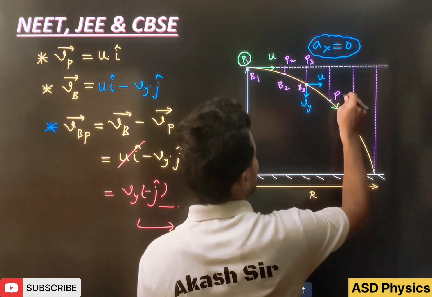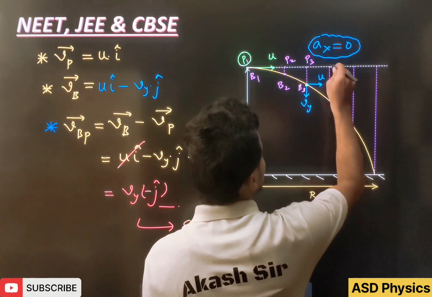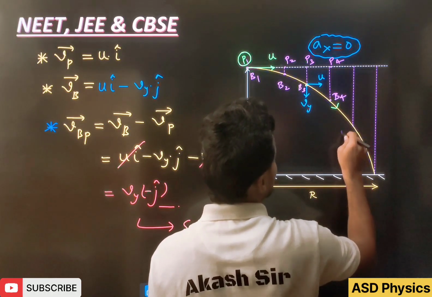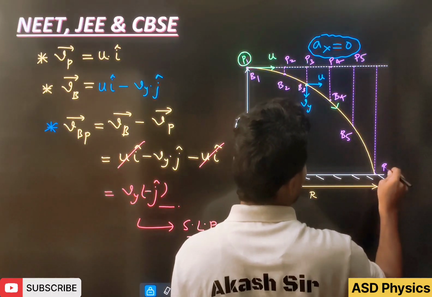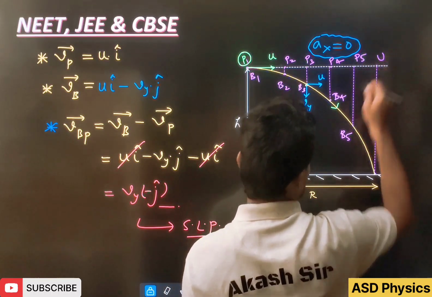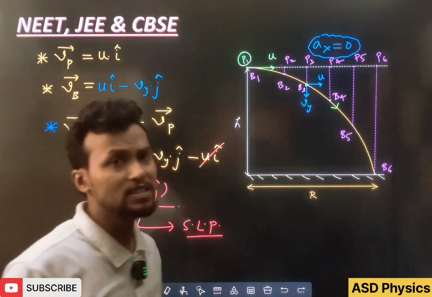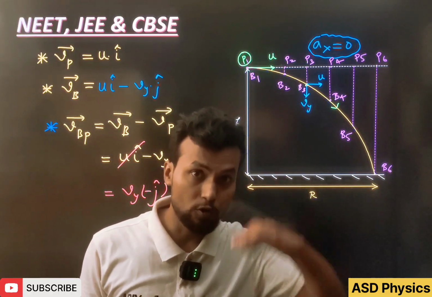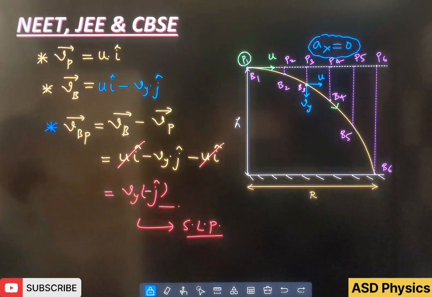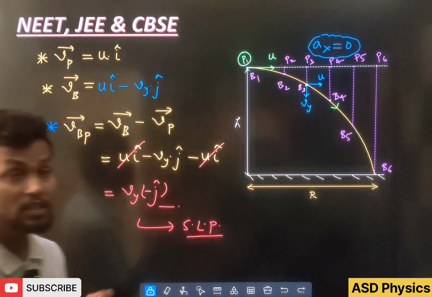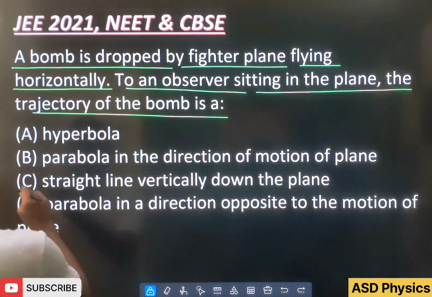When the bomb is at B4, okay, where will the pilot be? The pilot will be at P4. Similarly here B5 and here P5, plane, pilot, whatever. And when B6, we can write P6. So we can see very well the bomb is always below the pilot, below the person who is sitting in a plane or fighter jet. So it will look like which trajectory? It will look like a straight line trajectory from a person seeing the bomb from the aeroplane.